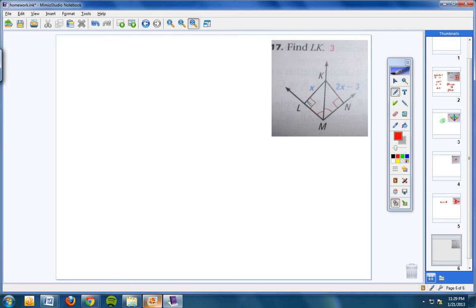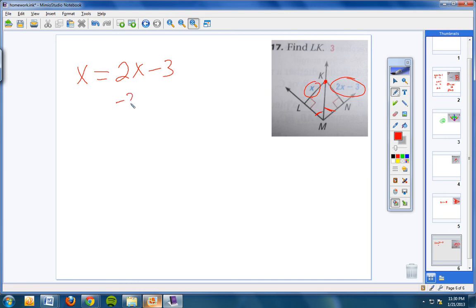And then the last problem, find LK. Find the length of LK right there. Well, again, this is getting pretty redundant. We have a big angle right here with an angle bisector. We know it's a bisector because this angle is congruent to this angle. So if there's a point on the bisector, that point is equidistant from the sides of the angle. So this length right here, x, has to be equal to this length here, which is 2x minus 3. So x equals 2x minus 3.